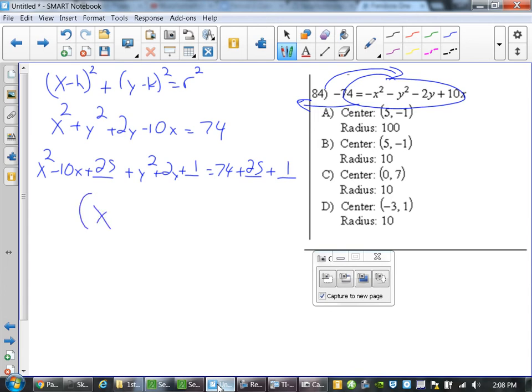So we have (x minus 5) squared, (y plus 1) squared is 100. Center is located at 5, -1 with a radius of 10.